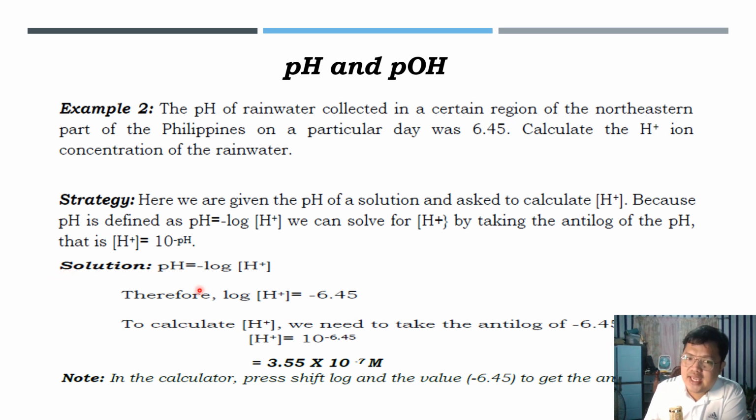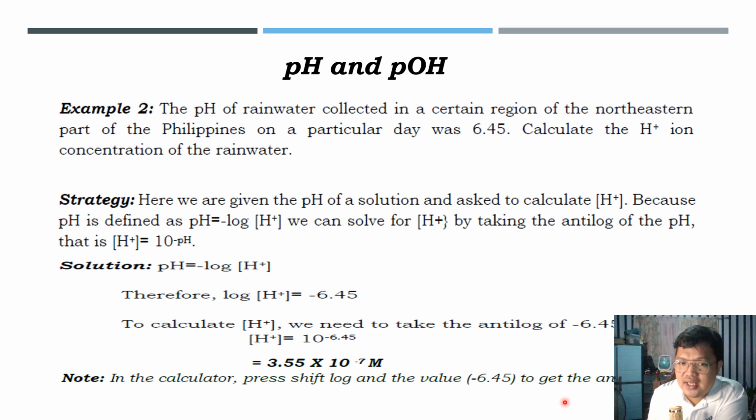Now the solution: pH is equal to negative log of H plus. Therefore, log H plus is equal to negative 6.45. Saan galing yung negative 6.45? Galing po iyon doon sa pH ng rainwater na collected doon sa northeastern part of the Philippines. Now, if you want to get the hydrogen ion concentration, then you need to get the antilog of the pH, and that is here. H plus is equal to 10 to the negative pH. That makes our 6.45 here become negative 6.45.